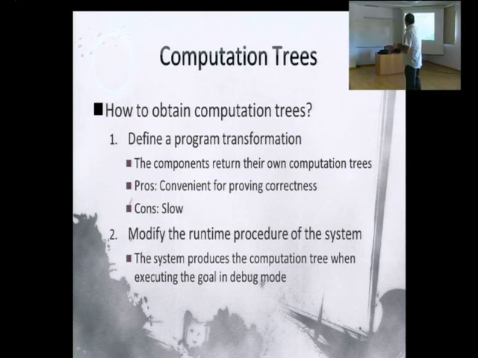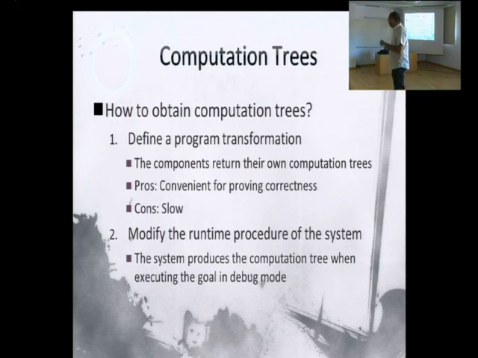The pros of this approach is that it's very convenient for proving correctness. We can define the program transformation formally and prove that the transformed program really produces computation trees in the sense we have defined it. But it's very slow. Usually it's very slow. You must take a program, transform the program, and this usually takes some time.